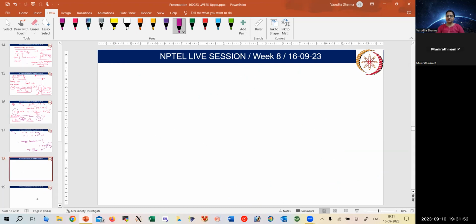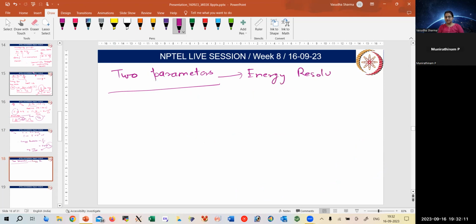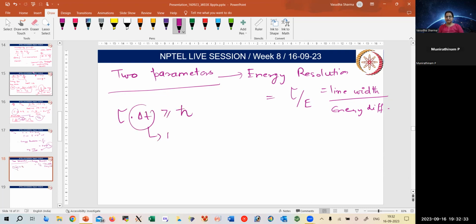So how do we improve that? How do we improve this energy resolution? There are two parameters that affect or can change the value of your energy resolution. As I said, energy resolution is equal to tau upon E, where tau is the line width and E is the energy difference between the two states, right? Now we also saw that line width is related to your delta T. Delta T is the lifetime or half-life of that particular state.